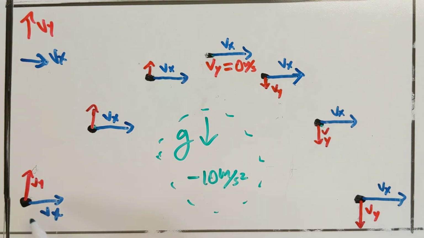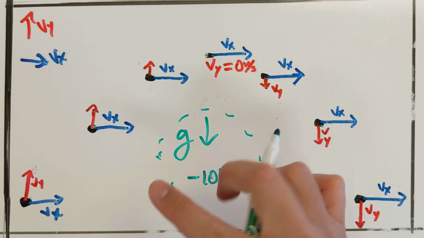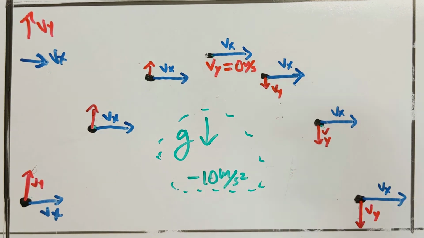The horizontal component is still the same as it was when it started. And the vertical component is the same as well. The only difference is that it's in the opposite direction. So I need you to remember this, that the object lands at the same speed that it was launched. Okay, this is a new idea, but I want you to know that.